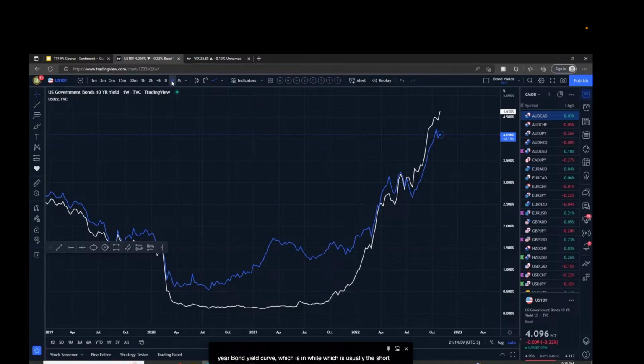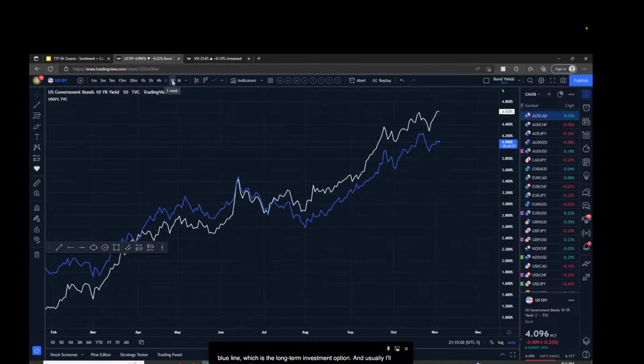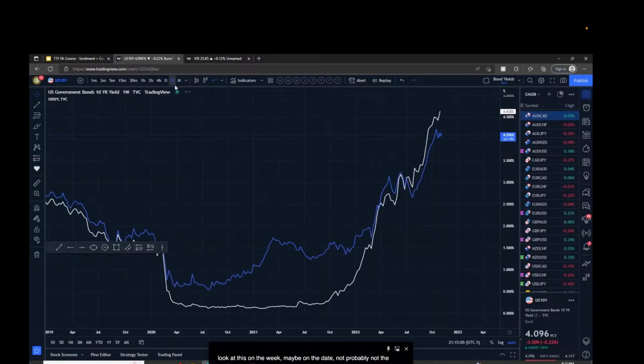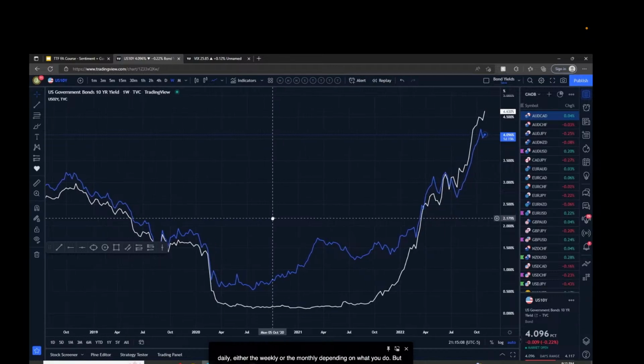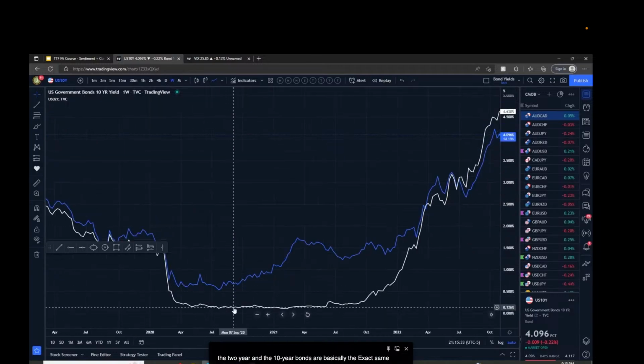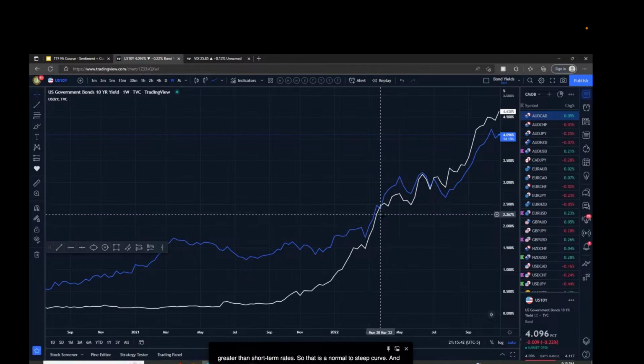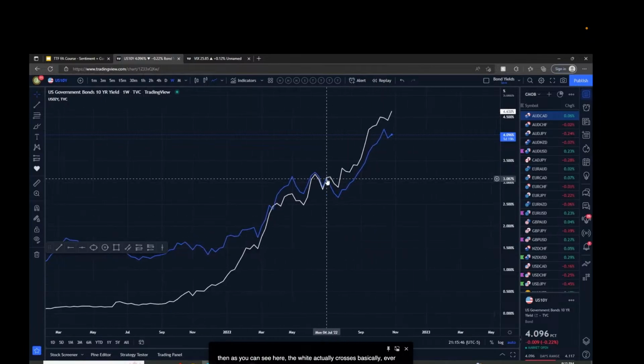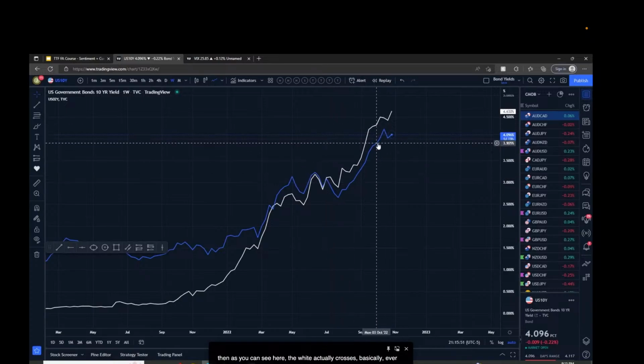And usually I'll look at this on the weekly or the monthly, depending on what you do, but I normally stay on the weekly whenever I look at this. Whenever the white and the blue lines are together, that makes a flat curve because the 2-year and the 10-year bonds are basically the exact same. Whenever the blue is above the white, that means long-term rates are greater than short-term rates, so that is a normal to steep curve. And then as you can see here, the white actually crosses basically ever since July of this year. The 2-year has been higher than the 10-year, so it is an inverse bond yield curve.